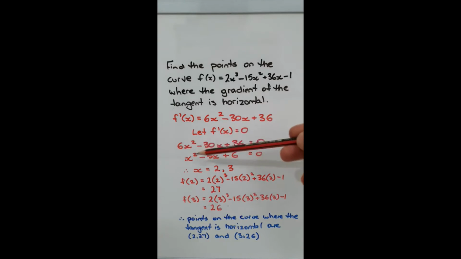So 6x squared minus 30x plus 36 is equal to 0. Dividing both sides by 6, we have x squared minus 5x plus 6 equals 0. This is a monic quadratic, and we can solve that, of course, so therefore x equals 2 or 3. Now we need to find the y values that correspond to x equals 2 or 3, so f of 2 is equal to 27, that's going back to the original function to find that. f of 3 is equal to 26, so therefore the points on the curve where the tangent is horizontal are (2, 27) and (3, 26).